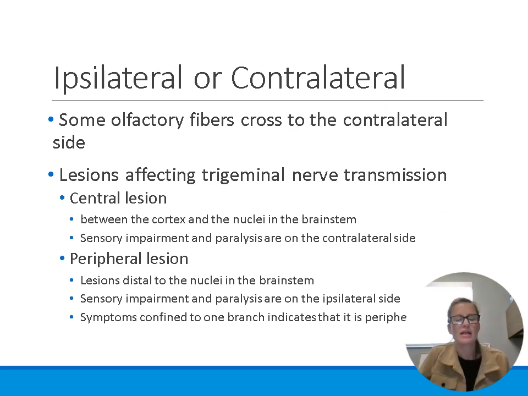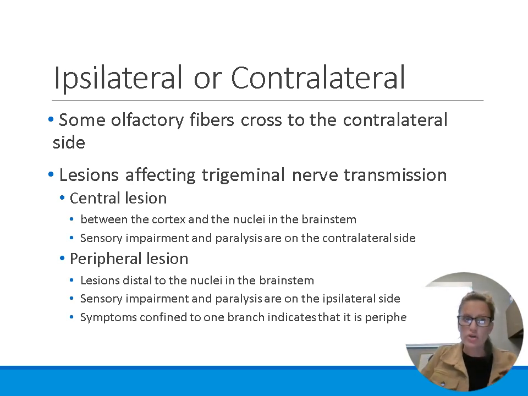Okay, for these last couple slides, we're just going to talk about a few clinical situations where there could be lesions, either central lesions or problems with the cranial nerve, and whether or not the patient's symptoms will be contralateral or ipsilateral. First, smell. Some olfactory fibers from the nasal mucosa cross to the contralateral side. So some stay on the ipsilateral side, some fibers cross to the contralateral side. So regardless of which side the lesion is on, you'll still have smell.